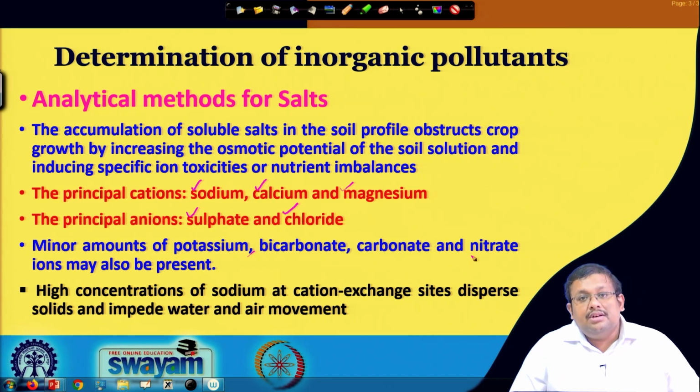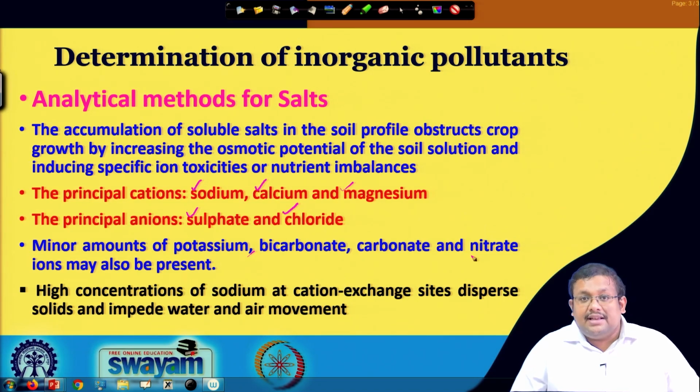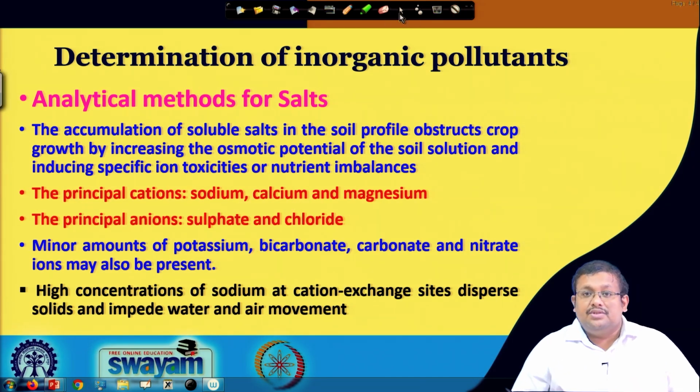Now, a high concentration of sodium at cation exchange sites disperses the soil particles and impedes water and air movement, and as a result there is crust formation at the soil surface. Sodium saturated soils are not physically beneficial for the growth of the crop. That is why we generally go for different types of treatment to reclaim the soil salinity. So, a high concentration of sodium at cation exchange sites is always harmful as far as the soil physicochemical properties are concerned.